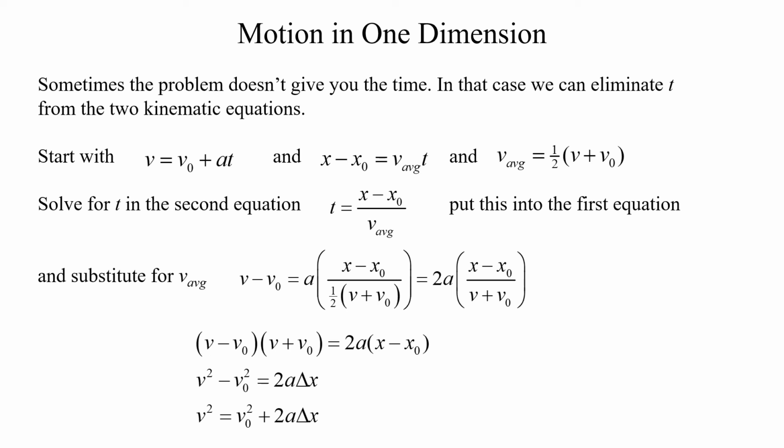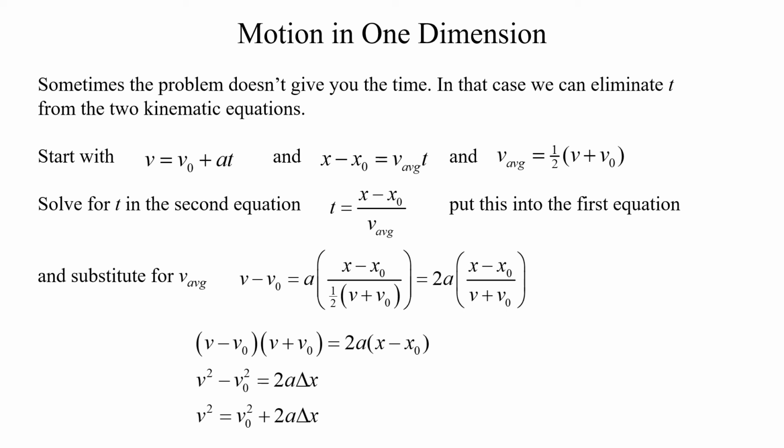Now this third equation is not independent of the other two. All we did was we took our position as a function of time and velocity as a function of time, and eliminated the time between the two. So you take one equation, solve for t, plug it into the other one, do the algebra, and you end up with the equation at the bottom. So v squared equals v naught squared plus 2a delta x. So this third equation is very useful for solving problems when you're not given the time.